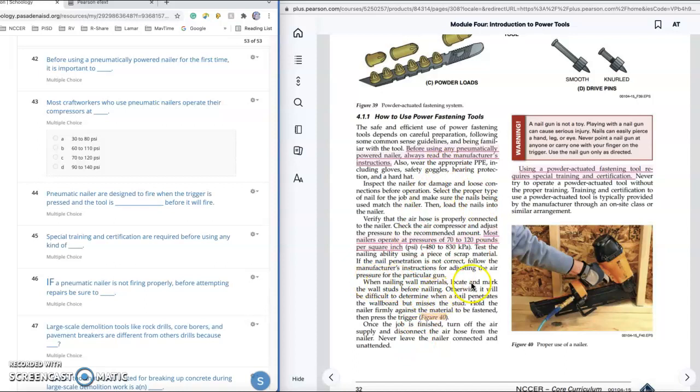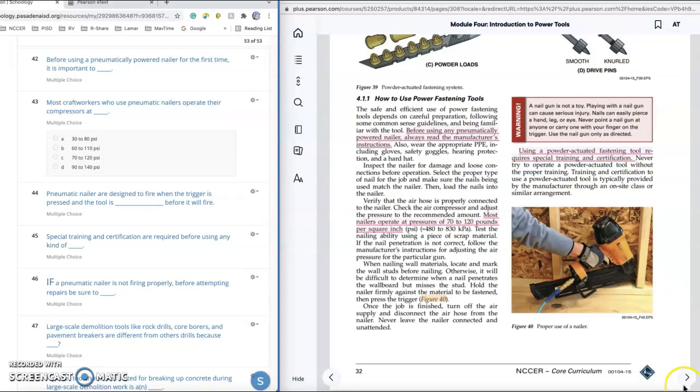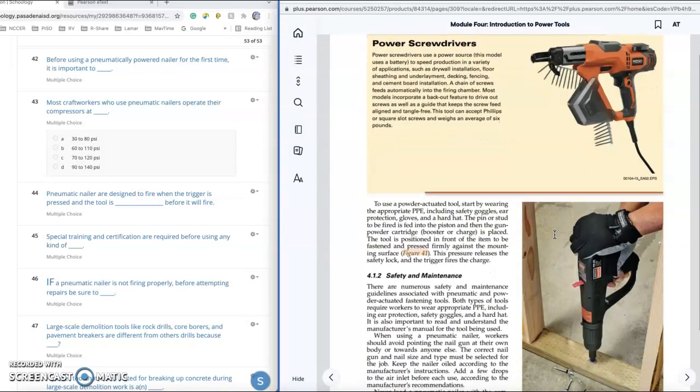When nailing wall materials, locate and mark wall studs, otherwise it would be difficult to determine. You want to know what's in the wall. That's an important thing. Using a powder actuated fastening tool requires special training and certification. Yeah, we talked about that. They keep going over that over and over again, so I would be willing to bet you that's a test question.